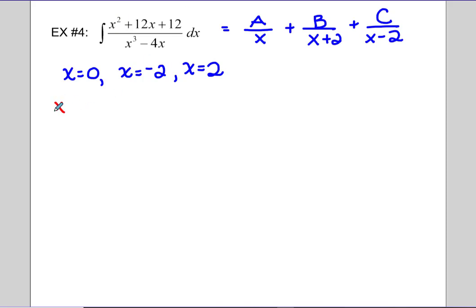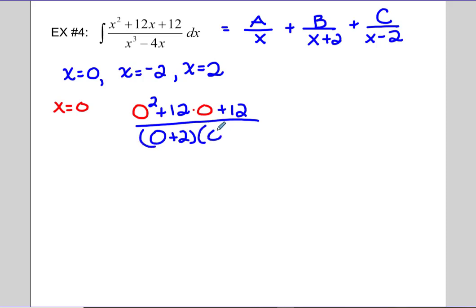If x is 0, we have 0 squared plus 12 times 0 plus 12 divided by 0 plus 2 and 0 minus 2, since we're eliminating this factor.